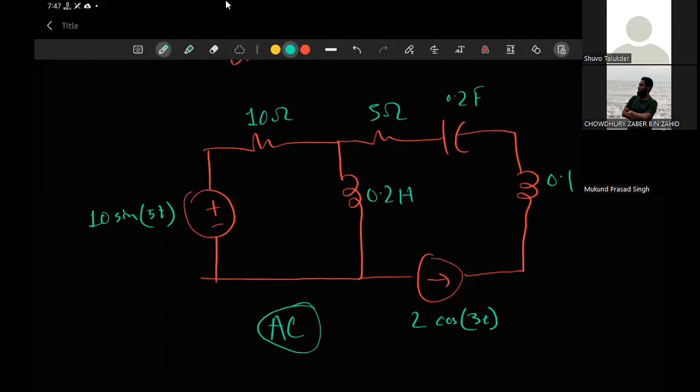So is there anything odd about this circuit? For example, if this problem was given in DC, say the voltage of this voltage source is 10 volts and the current here is 2 amperes. Would you be able to solve this problem?